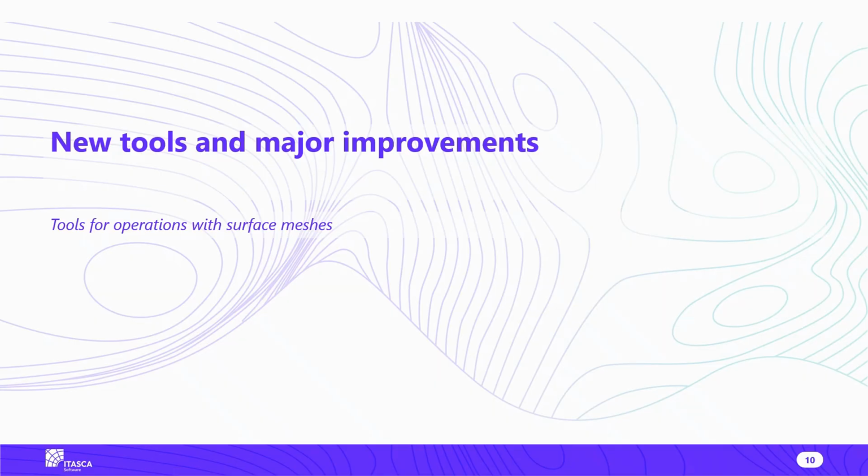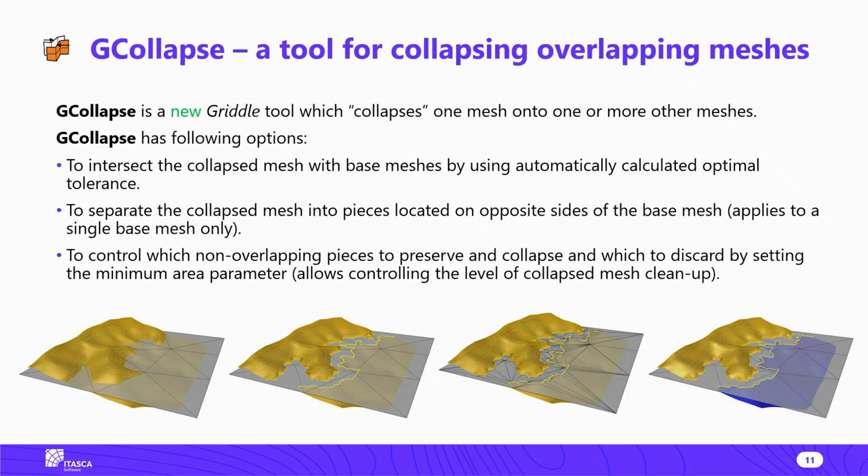All right, now let's talk about tools for operations with surface meshes. And let me start with a completely new tool in Griddle 3.0. This tool is called gCollapse. This is a new tool that allows resolving overlapping or nearly overlapping meshes by collapsing parts of one mesh onto others if these parts are located within the user-specified distance.